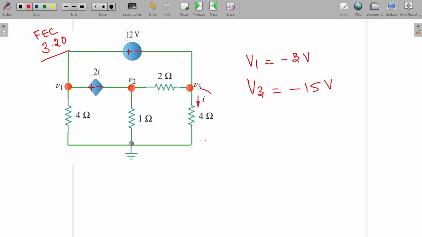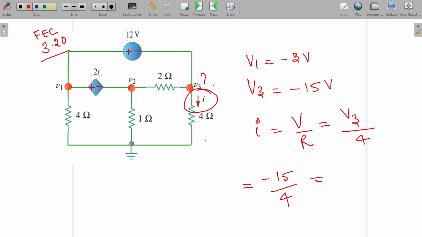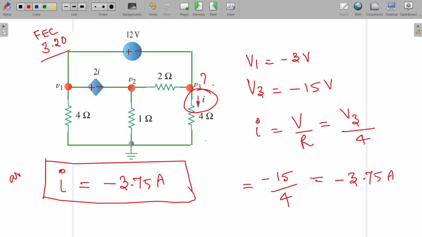But the question asked us to find the current I. So I can be written using Ohm's law as V by R, right? So this is equal to V is V3, R is 4 ohms. So it is minus 15 by 4. So this is equal to minus 3.75 amperes. So we got the answer, I is equal to minus 3.75 amperes. So this is the required answer.